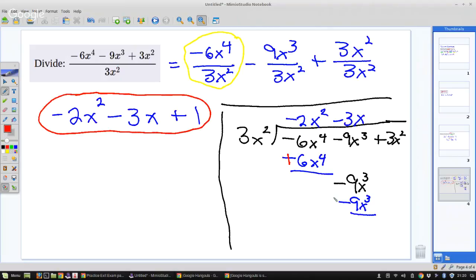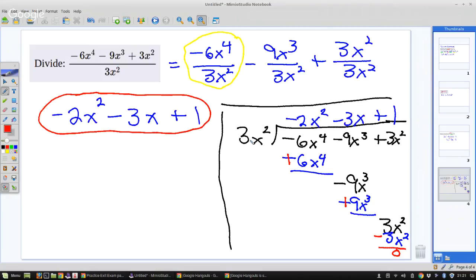Then we subtract by adding the opposite. Get a 0. And bring down the next term. 3x squared. What would you multiply by 3x squared to get 3x squared? Well, I think I would multiply by a 1, a positive 1. 1 times 3x squared is 3x squared. Add the opposite, and I get a 0 remainder. And so that must be the answer, which matches what I get the other way.